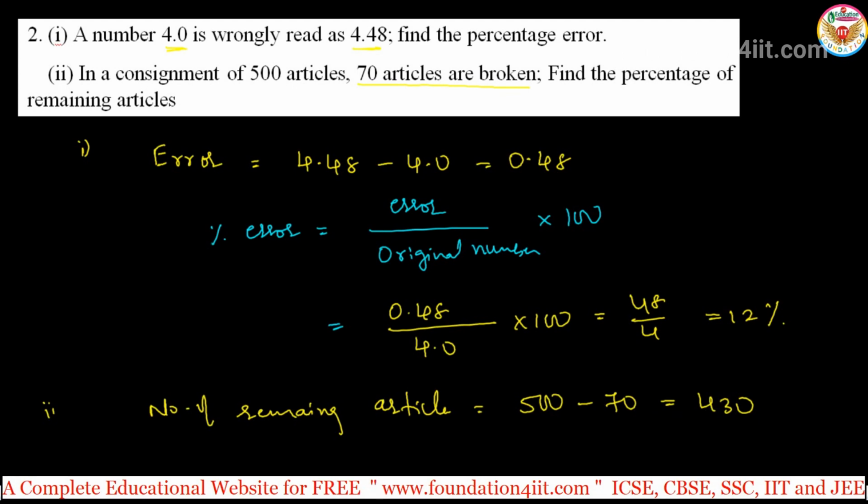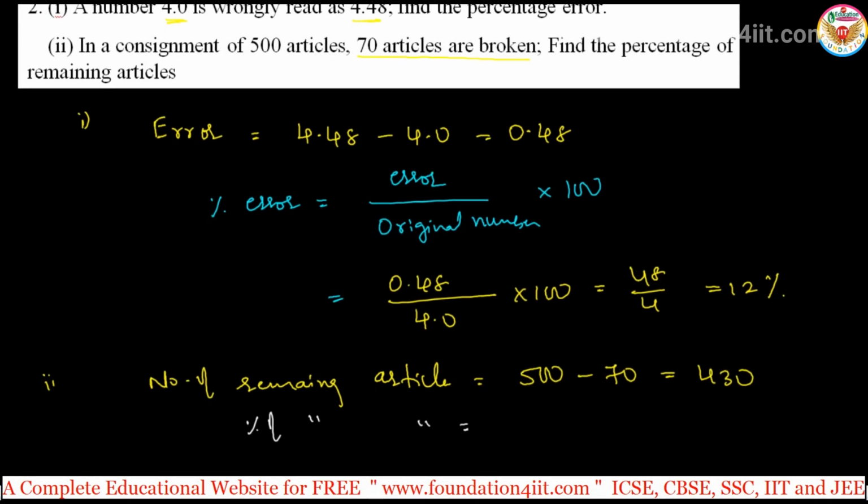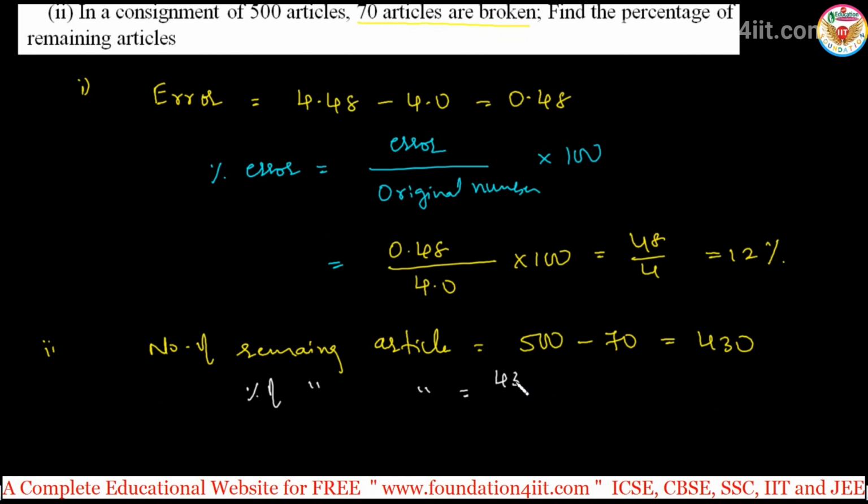Then the percentage of the remaining. They are asking to find the percentage of the remaining articles, which is remaining articles by original number. The original is 500. So 430 is the remaining articles, by original 500 into 100 to convert into percentage. This will simplify, and we'll get 86 percent. Just cancel the zeros, 43 into 2 is 86 percent. This is the formula: if they are asking for a particular percentage, that value by original into 100, we can apply. We'll see a few more sums.